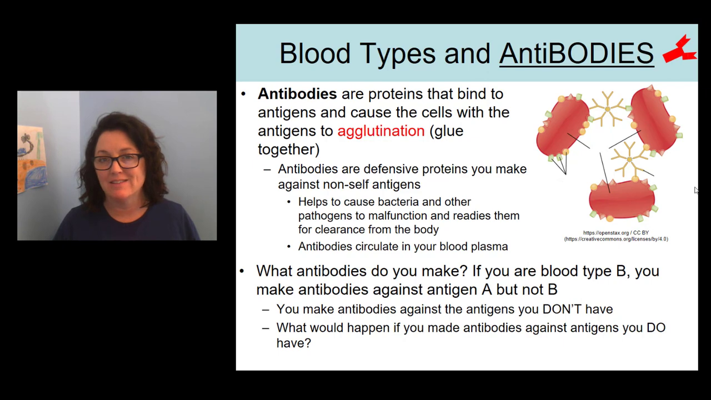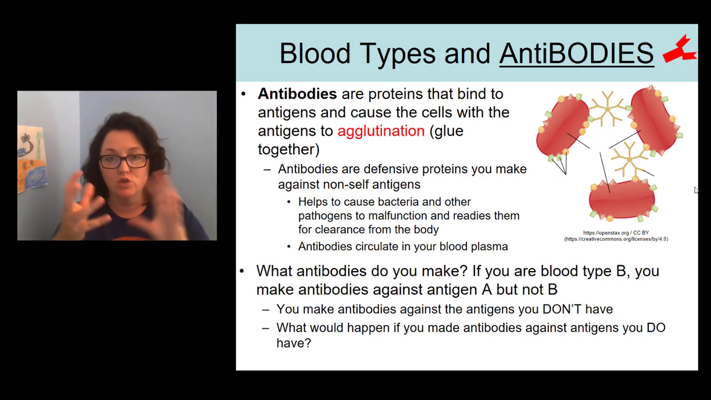So now I want to talk about antibodies, because antibodies play a role with blood typing and transfusion also. So antibodies are proteins that are defensive. We've talked about them in other videos. What we maybe didn't talk about is the fact that they can bind to antigens, right? So antibodies bind to a specific antigen, and then they cause the cell with the antigen to go through a process called agglutination. So with agglutination, you hear the word glue? What antibodies are doing is they cause the cells with the antigen to glue together into piles.